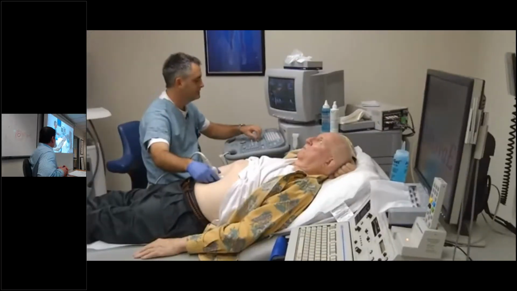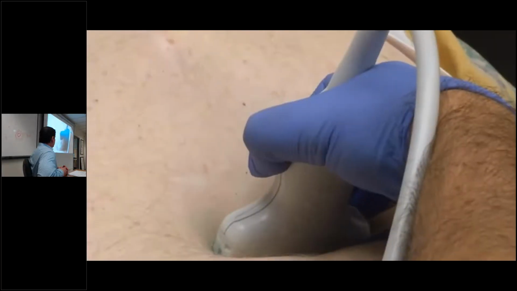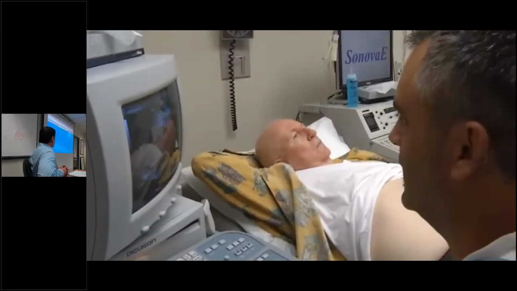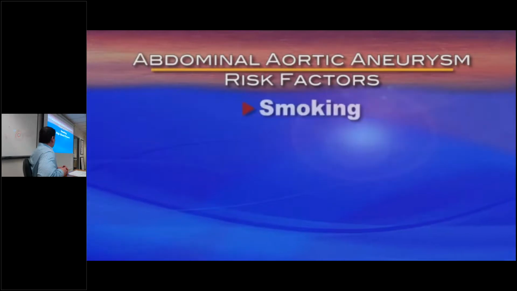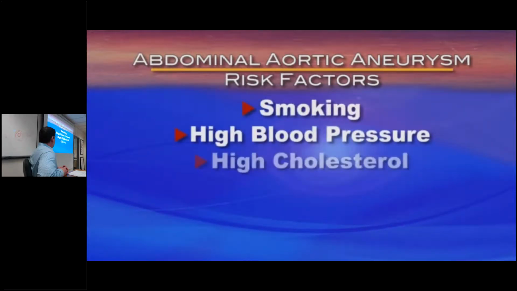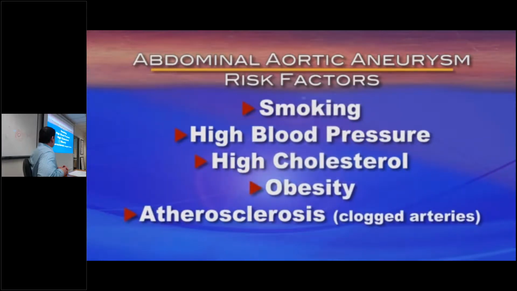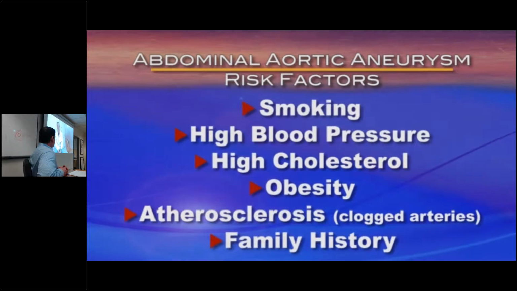Most aneurysms are found in patients over 60, and doctors recommend screening at age 65. Men are more likely to develop them than women. Factors that contribute to risk for aneurysms include smoking, high blood pressure, high cholesterol, obesity, atherosclerosis, also referred to as clogged arteries, and family history of aneurysms. Most important, patients with diagnosed aneurysms need to be under the care of a vascular surgeon.